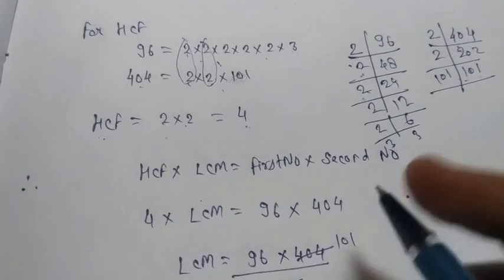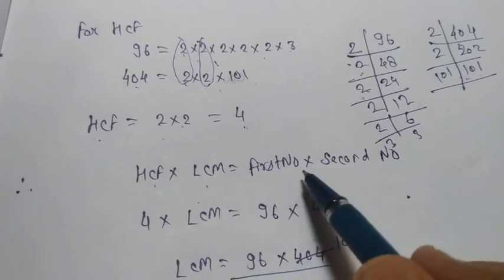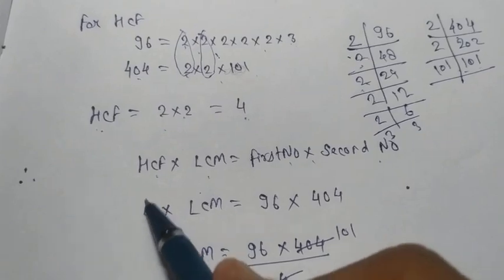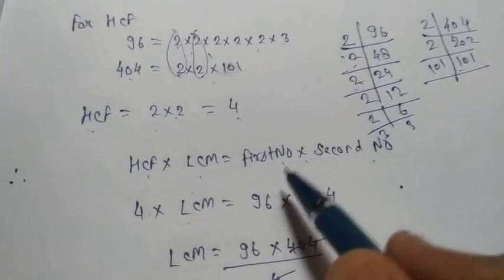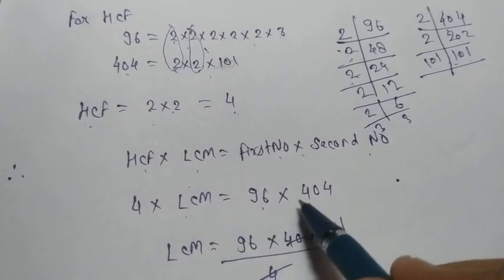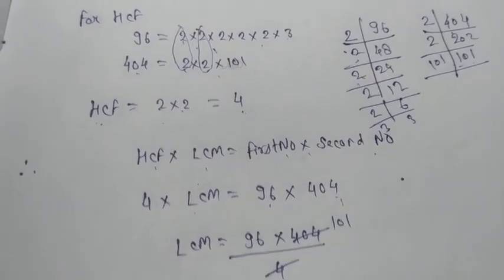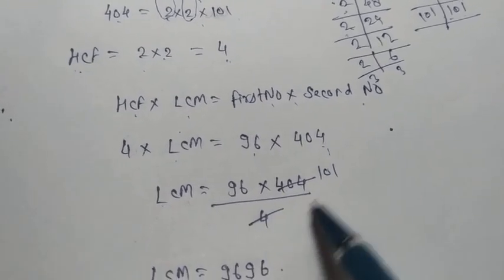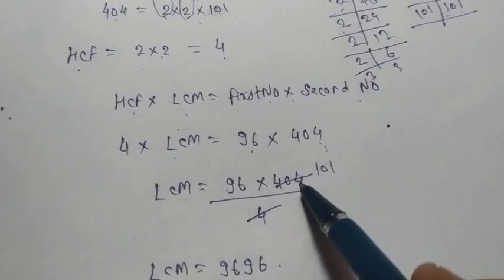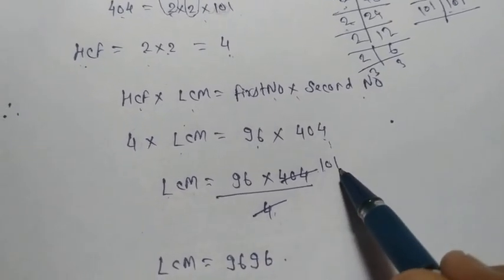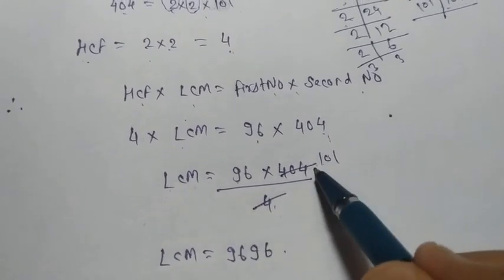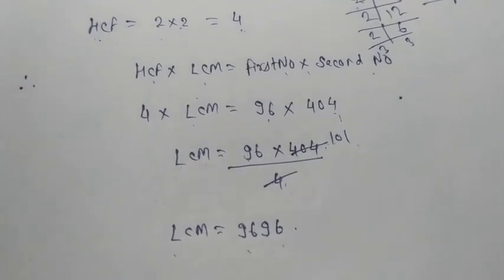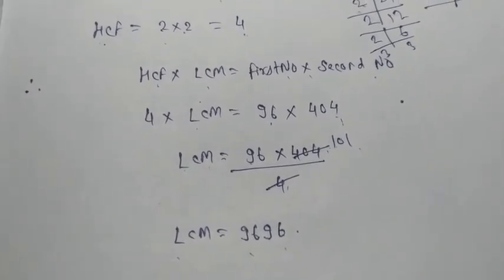Now come to the formula. Formula is HCF into LCM is equal to first number into second number. As I told you, HCF you have already calculated, that is 4, into LCM we have to calculate, is equal to 96 is the first number into 404 is the second number. Now you have to calculate the value of LCM. So LCM is equal to 96 into 404 by 4. I have cancelled this 404 by 4, so I got 101, and when you will multiply 96 into 101, you will get the LCM 9696. So by this way you can find out HCF and LCM.